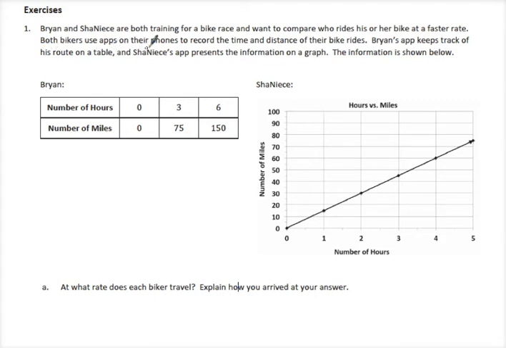Brian and Shanice are both training for a bike race and want to compare who rides his or her bike at a faster rate. Trying to figure out who's faster. Both bikers use apps on their phones to record the time and distance of their bike rides. Brian's app keeps track of his route on a table. Got a table right here. And Shanice's app presents the information on a graph, right down here. The information is shown below. At what rate does each biker travel? Explain how you arrived at your answer.